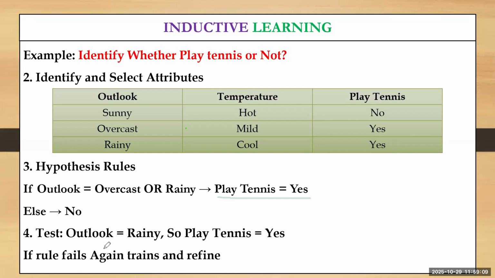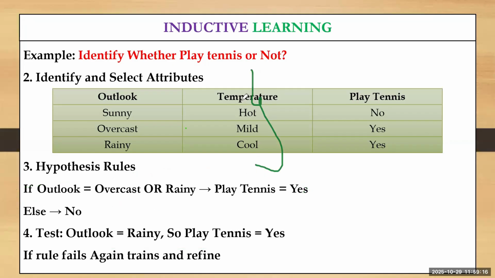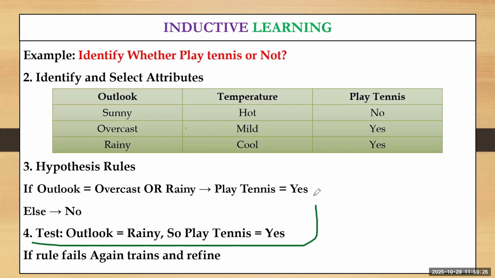If this rule fails, again we have to give the same data to the system so that the system will learn the pattern again, and then again we need to test. So until the rules work fine, we have to do the training. This is inductive learning. Now see this definition, and you will get the idea.